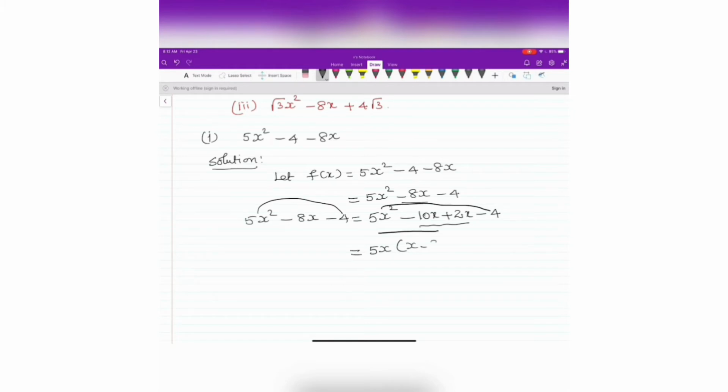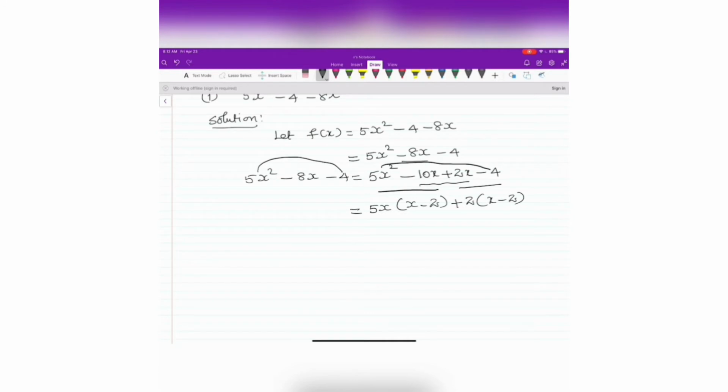So, now combining 5x square minus 10x, I can take out 5x as common factor. Inside I will have x minus 2. Then plus, when I combine 2x and minus 4, I can take out 2 and again inside I will be having x minus 2. If you see, x minus 2 is common, that we can take it out as common factor. Then inside we will have 5x plus 2. So, I got 5x square minus 8x minus 4 as x minus 2 into 5x plus 2.